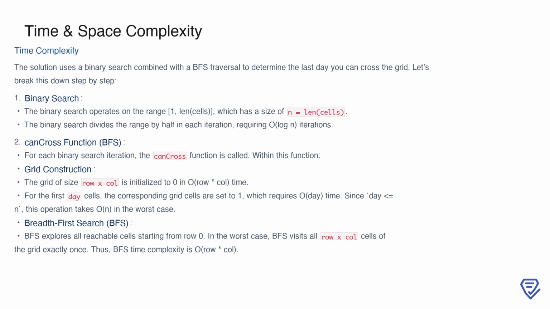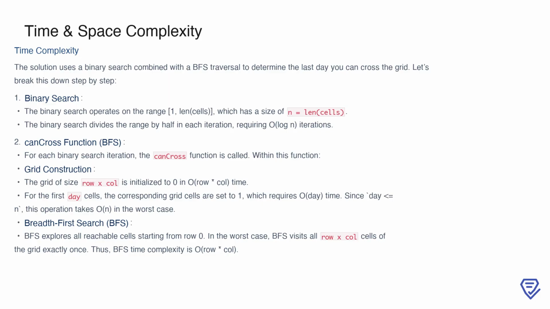Within this function, we first construct the grid, initializing it to zeros. This grid setup takes O(row * col) time, as the grid dimensions are based on the number of rows and columns. Additionally, for the first day cells, we update their values to 1, which requires O(day) time. Since day cannot exceed n, this step is capped at O(n).